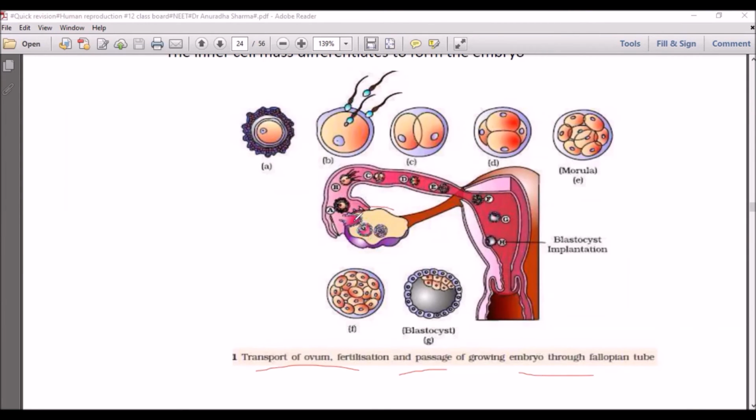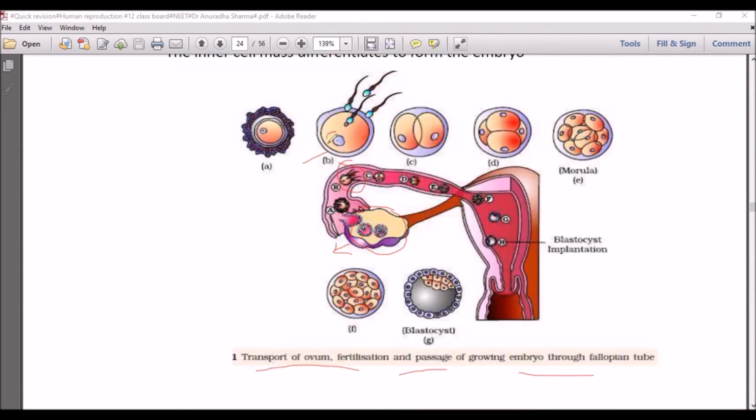Here we can see that this is the ovary. Now from this the ovum is released. This ovum will undergo fertilization at a particular place, that is the ampullary region. Here the fertilization will occur and fusion will occur of the sperm and the ova, and the zygote will be formed. Now this zygote will undergo mitosis, cleavage, division.